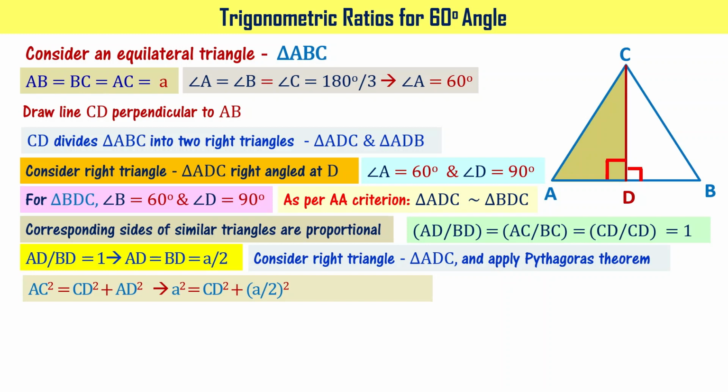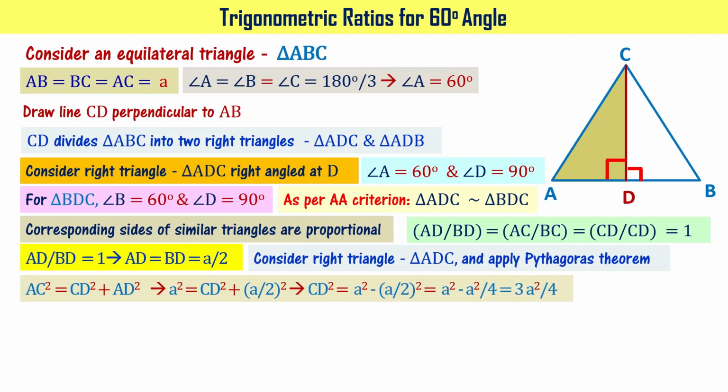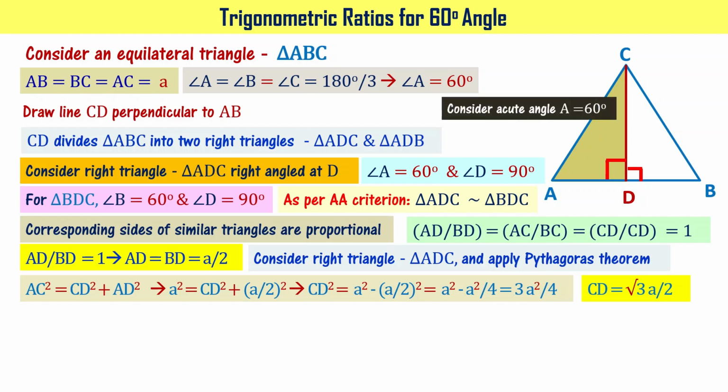When you substitute small a value for AC and a by 2 value for AD, then simplify it such that you get CD as root 3 times a by 2, right? Please take a note of that. Now let's consider the acute angle, angle A equal to 60 degrees, so that we can write trigonometric ratios for 60 degrees angle.